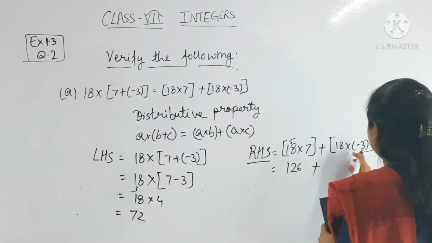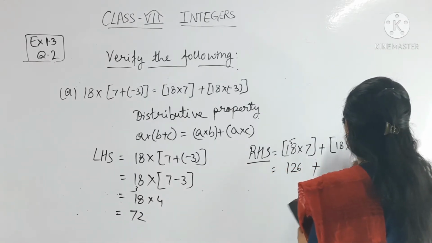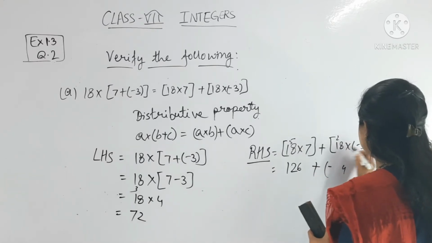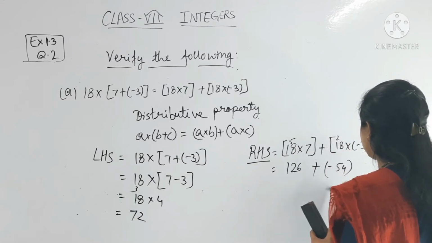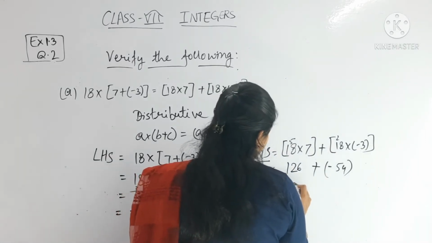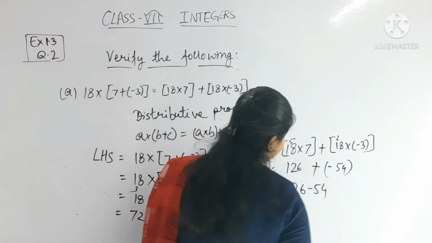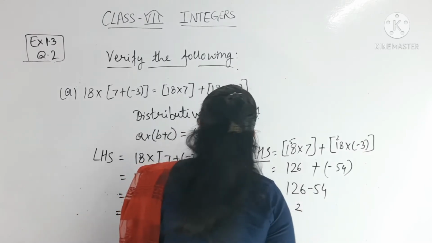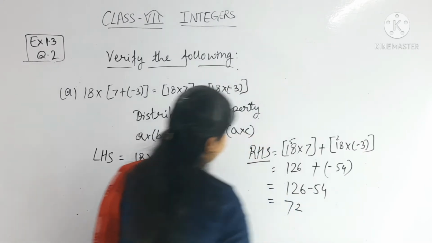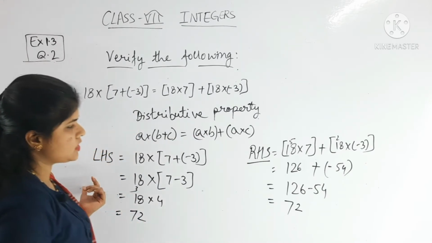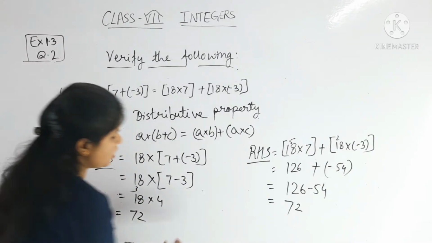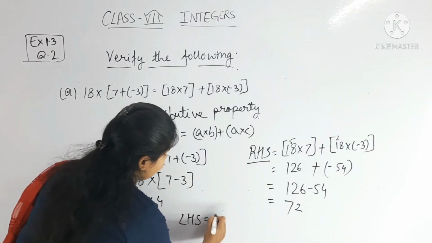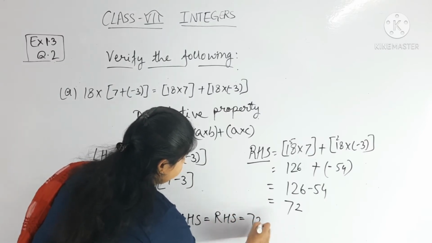18 into minus 3. We can calculate like this also: 3 eights are 24, 2 is balance, 3 ones are 3 plus 2 is 5. So minus 54. Now 126 minus 54. 6 minus 4 is 2 and 12 minus 5 is 7. So we are getting the same answer in the LHS part and the RHS part. How do you conclude this? LHS is equal to RHS is equal to 72.